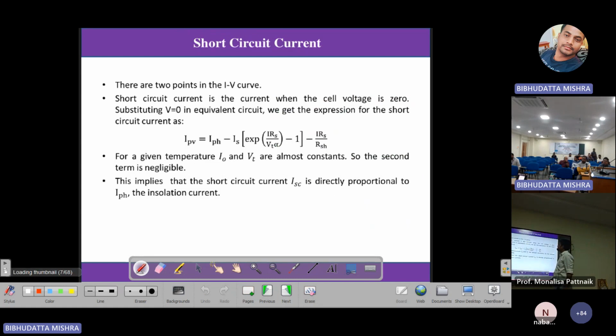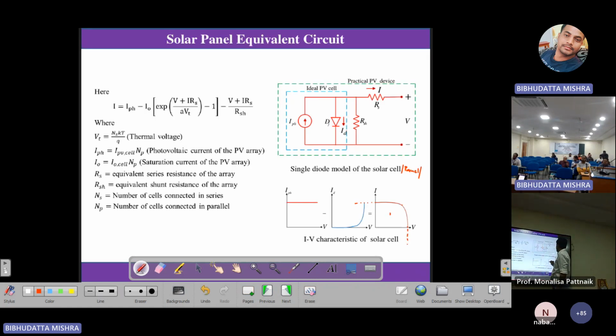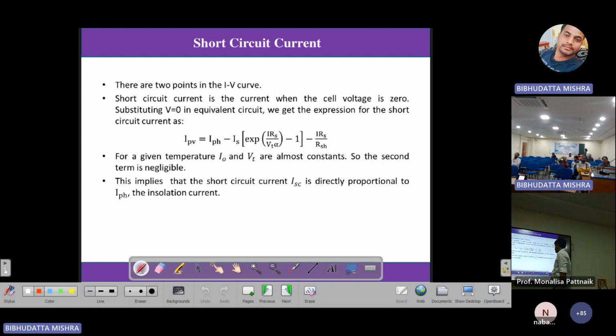So if I consider this, it is about the short circuit current. At this point, if I put V equal to 0 here, then what will I get? I will get this expression. From this expression, it can be seen that RS is small and the shunt resistance is a very high value, so the second and the third quantity are very small compared to the first quantity. From there, what we can assume is that the panel current is mostly proportional to the irradiation. So this is one point, the short circuit point. The current is proportional to the irradiation.